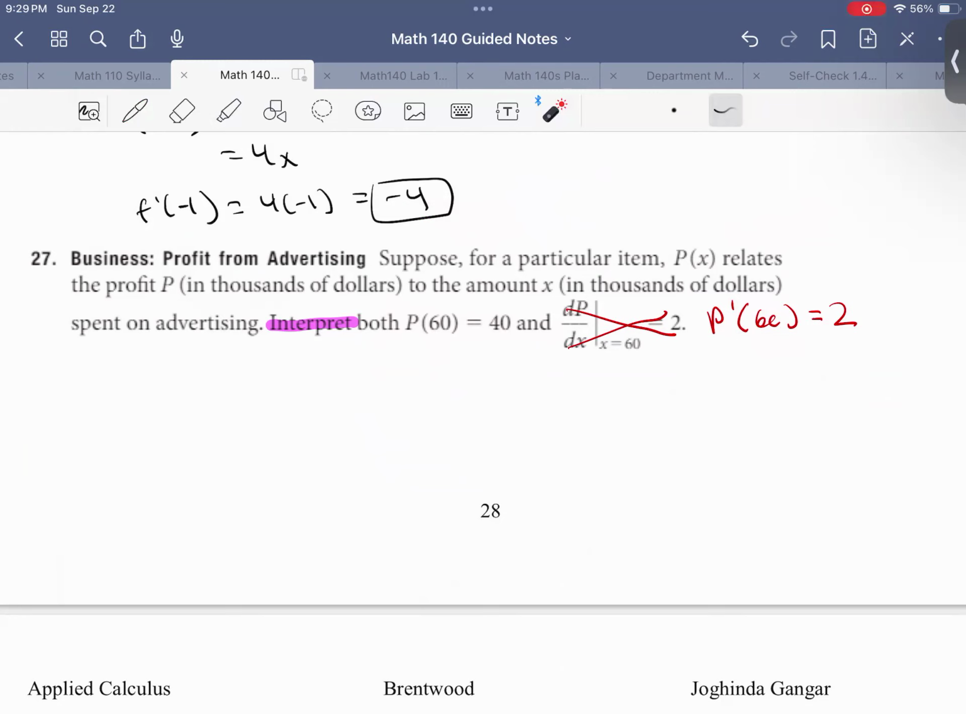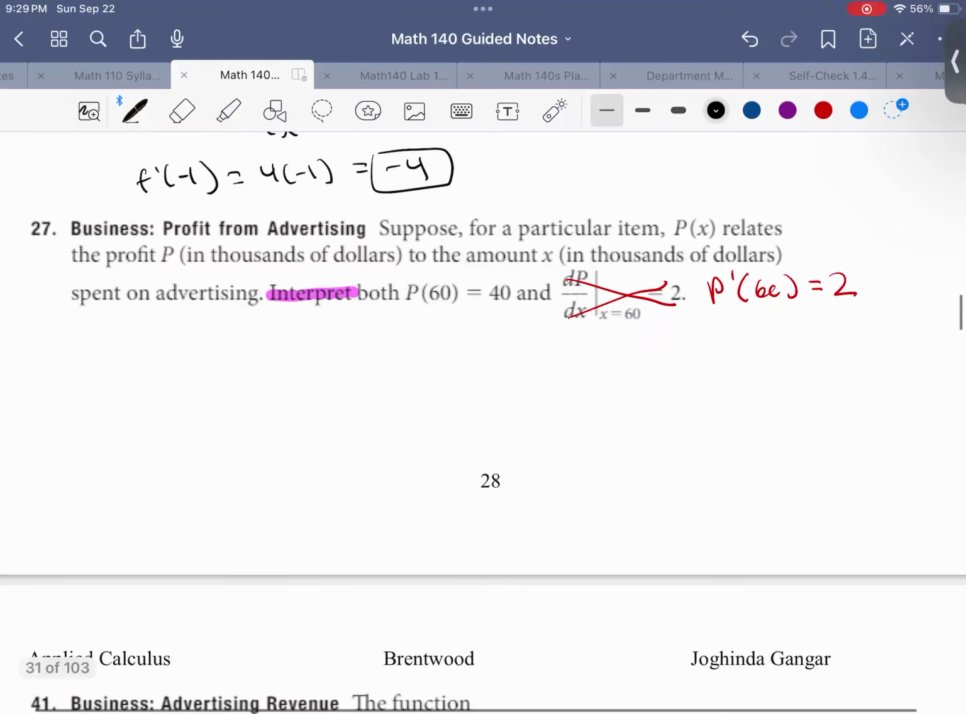So it's kind of a business question. Suppose for a particular item, p of x relates to profit in thousands of dollars to the amount x in thousands of dollars spent on advertising. We want to interpret both p of 60 equals 40 and p prime of 60 equals 2. So the first one, p of 60 equals 40, that's just like an input output kind of question, right?